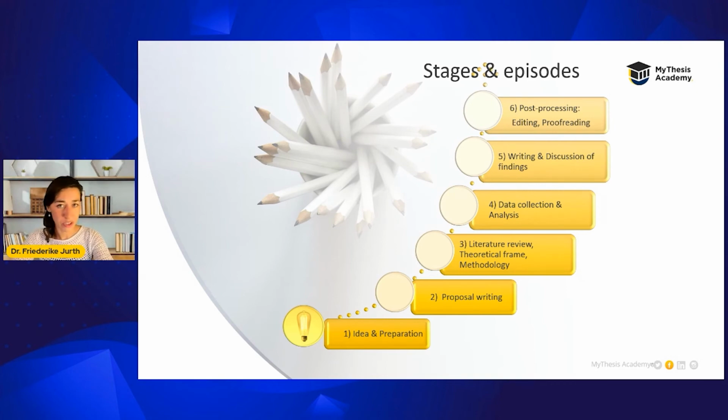And after submission, you start with the literature review and the theoretical part of developing a theoretical frame and methodology. Fourth part is the data collection and the analysis, followed by writing, interpretation, and discussion. And last but not least, there's the stage of post-processing, which is editing, proofreading, and correction.